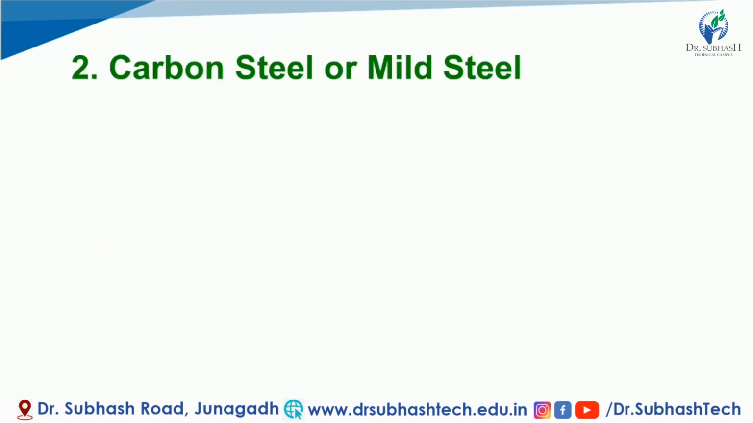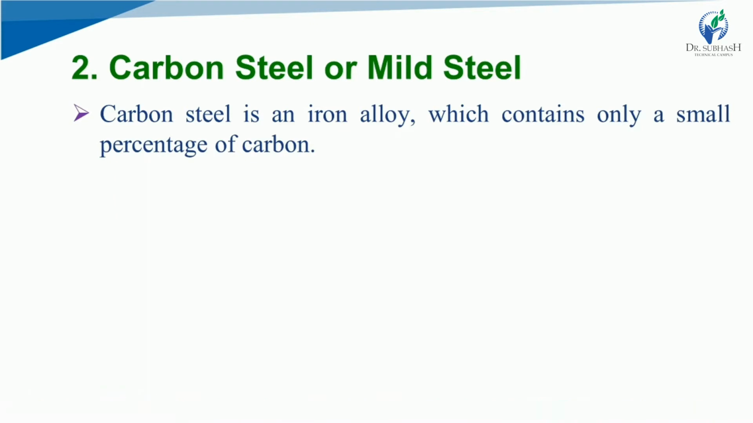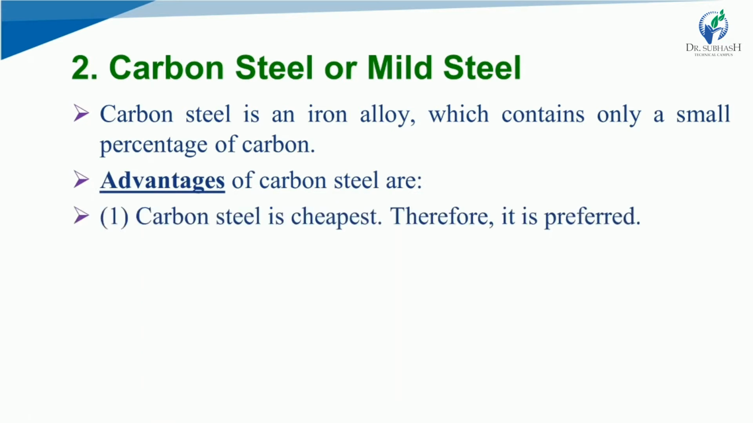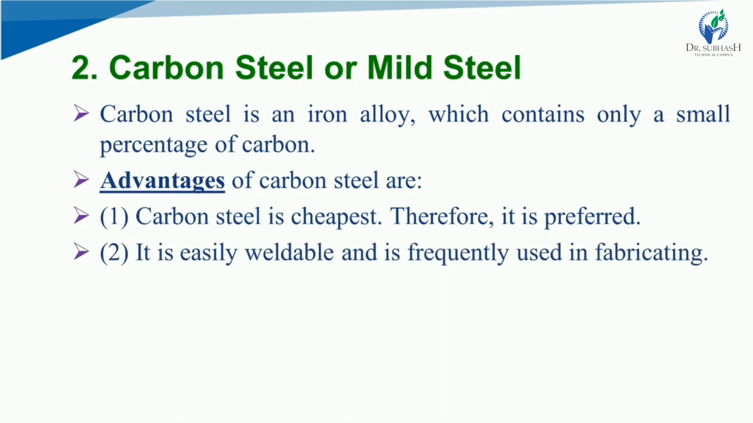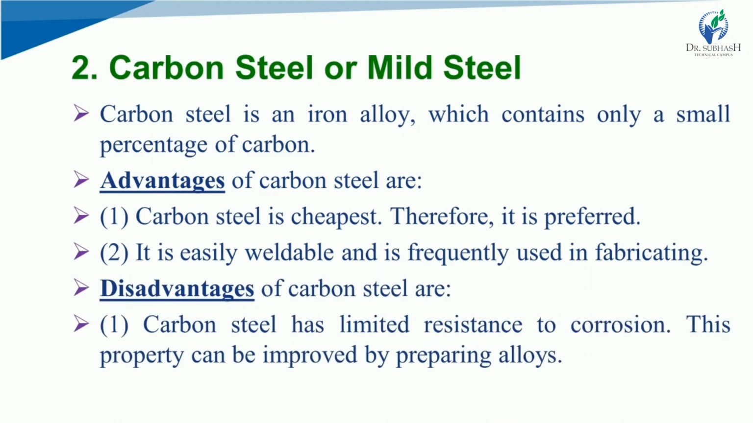So let's start. The second one after cast iron is carbon steel or mild steel. Carbon steel is an iron alloy which contains only a small percentage of carbon. Advantages of carbon steel are: first, carbon steel is cheapest, therefore it is preferred. Second, it is easily weldable and is frequently used in fabricating. Disadvantages: first, carbon steel has limited resistance to corrosion. This property can be improved by preparing alloys.